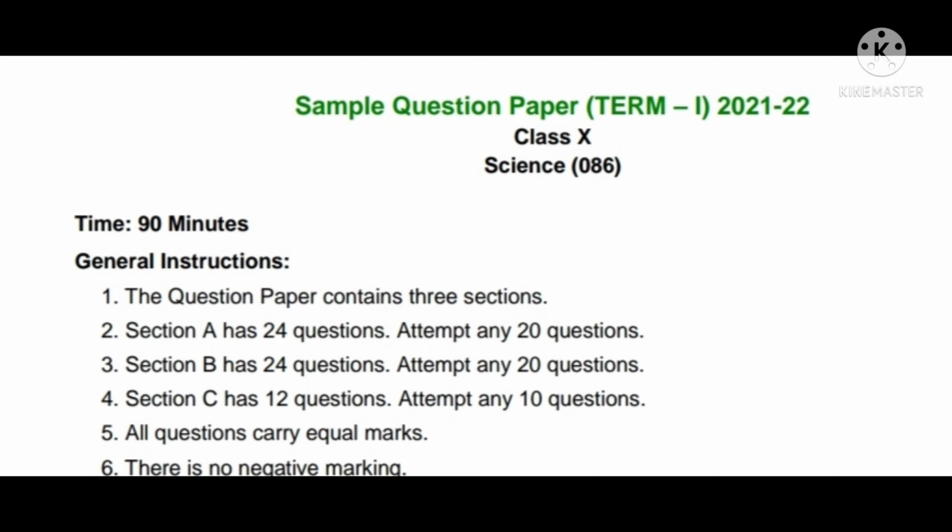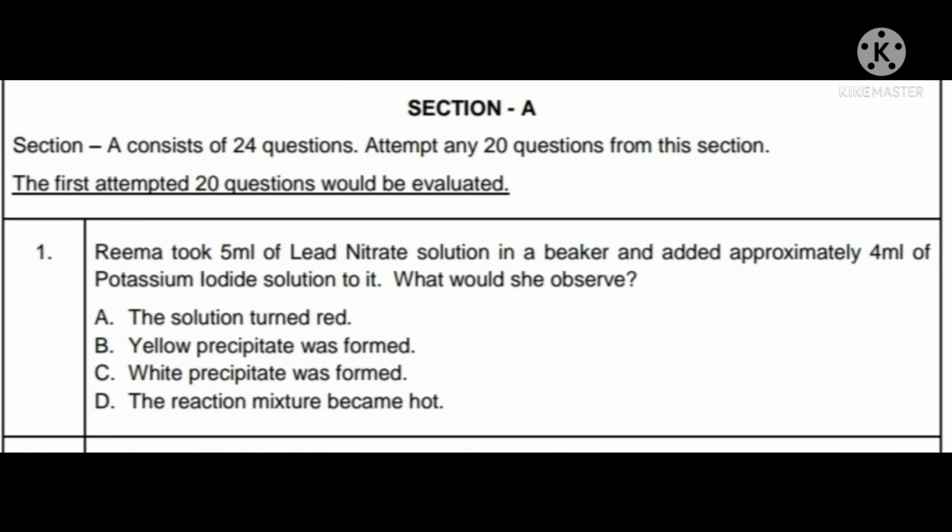The general instructions are: the question paper contains 3 sections A, B, C. Section A has 24 questions and you have to attempt only 20 questions. Section B has 24 questions. Again, you have to attempt any 20 questions. And section C has 12 questions and you have to attempt only 10 questions. All questions carry equal marks and there is no negative marking.